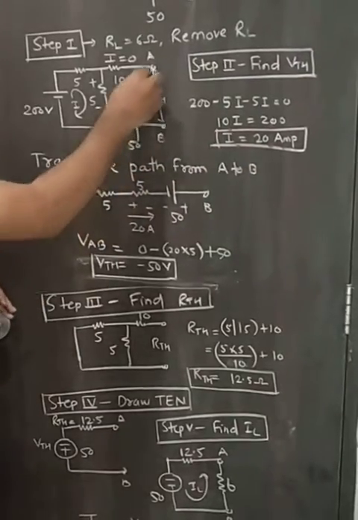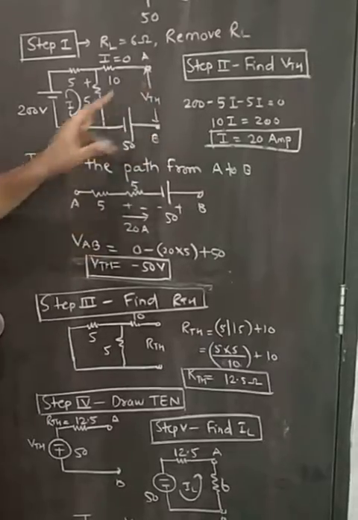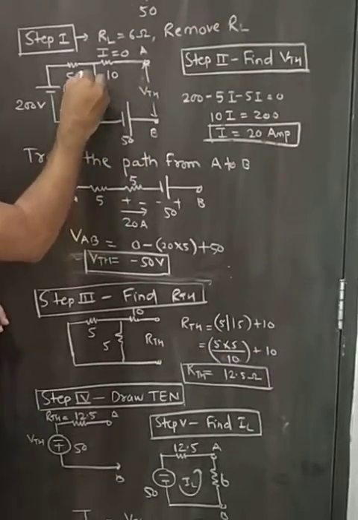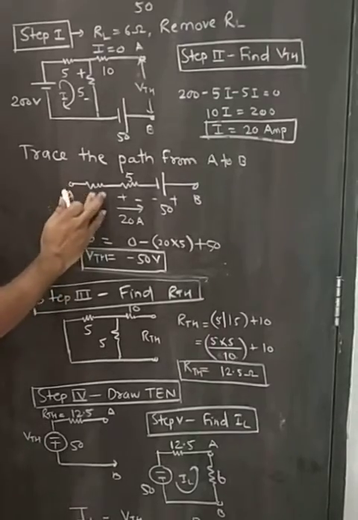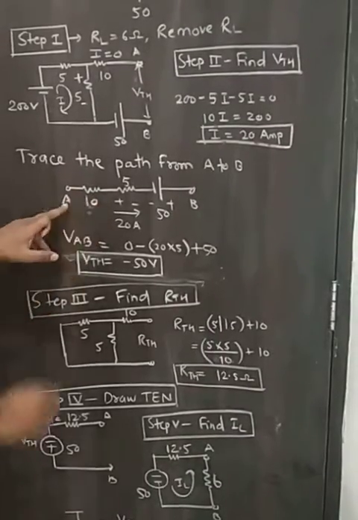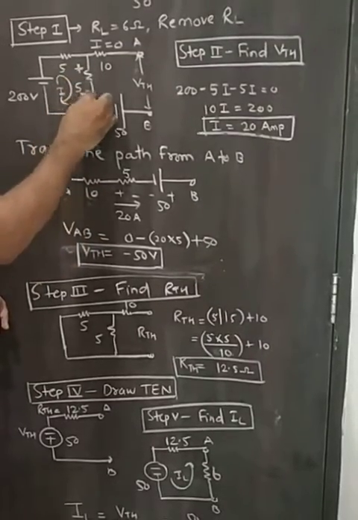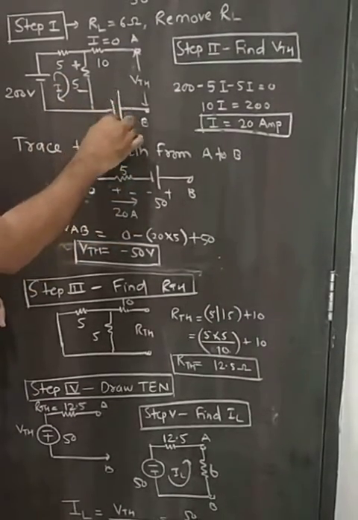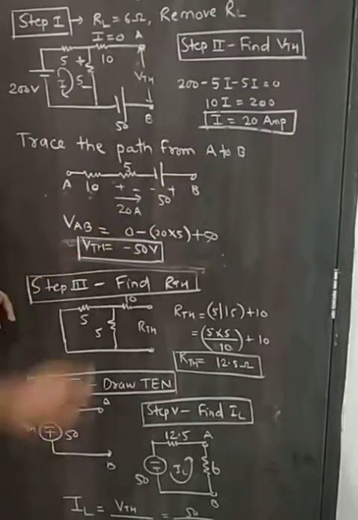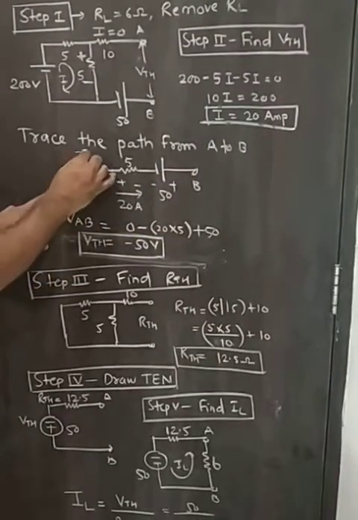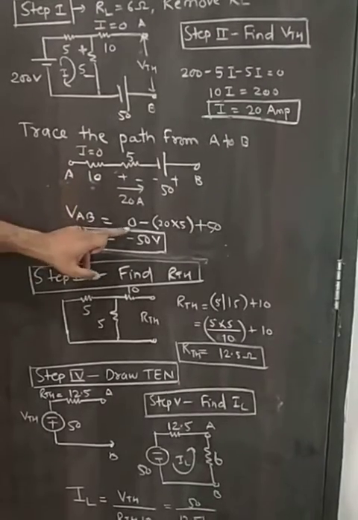Now trace the path from A to B. Current flows from higher potential to lower potential. So first there is a 10 ohm resistance, then this 5 ohm resistance. Here first positive polarity, then negative polarity, then negative polarity of the 50 volt battery, then positive polarity after point B. The current flowing through this 10 ohm is 0, so the drop across it is 0.